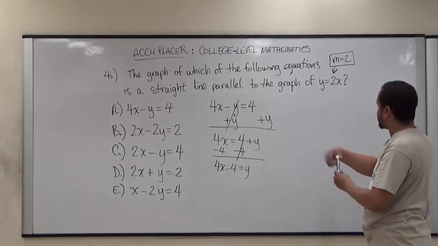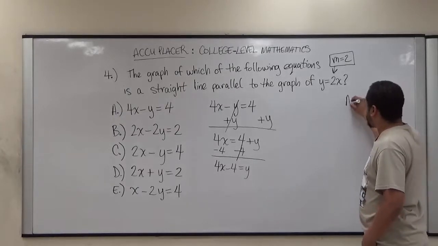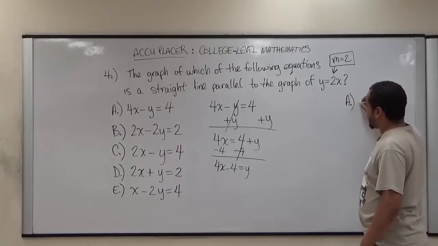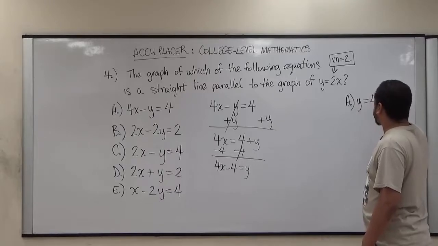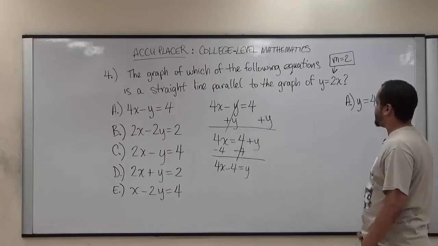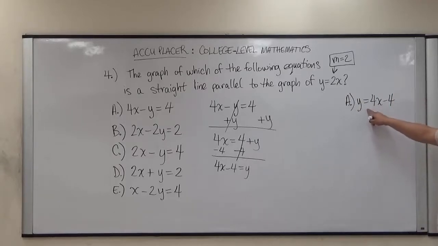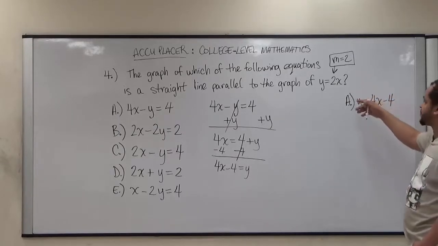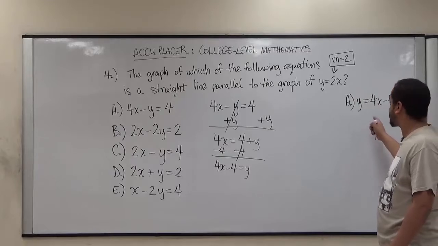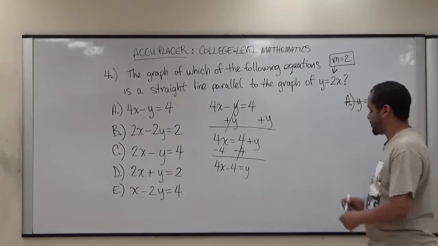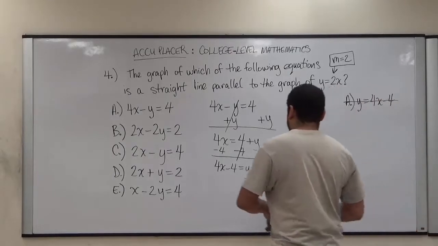I'm going to wipe this down and start with the second one. So here we have our A solution, which has y equivalent to 4x minus 4. And already we can tell that this isn't the solution because the slope for this equation is 4 and it's not 2. So these lines cannot be parallel because they don't have equivalent slopes. So let's move on to the second component of this.